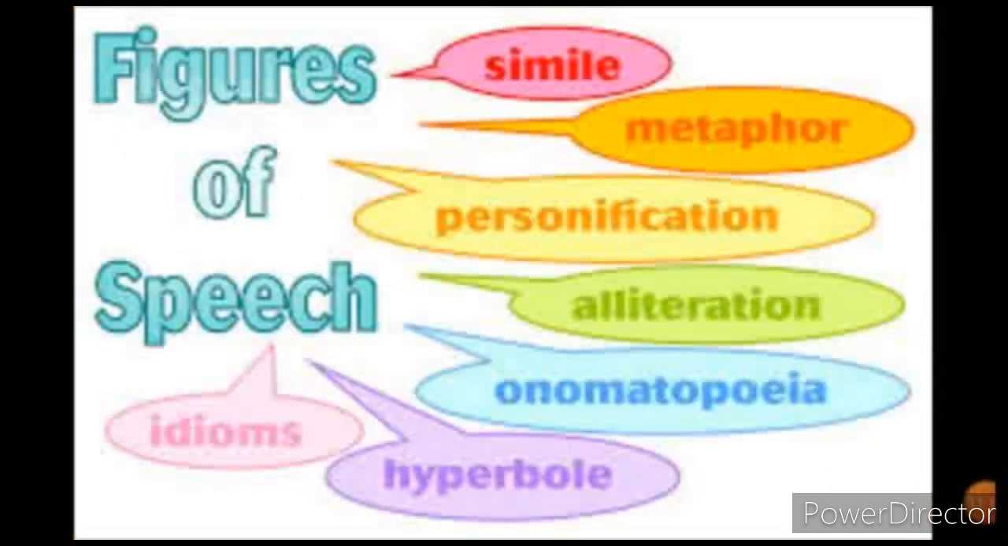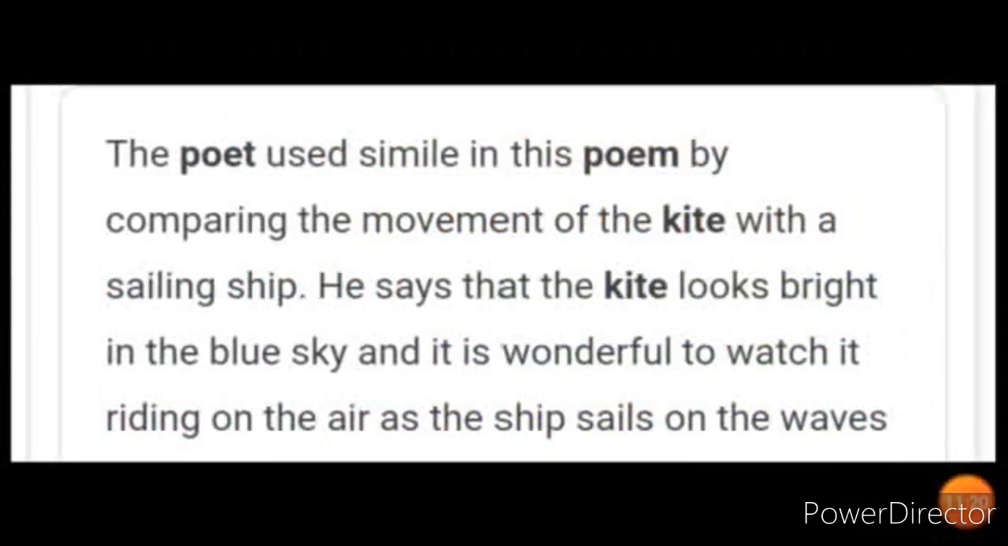Now, let's see what are the figures of speech mentioned in the poem The Kite. The poet used simile in this poem by comparing the movement of the kite with a sailing ship. He says that the kite looks bright in the blue sky and it is wonderful to watch it riding on the air as the ship sails on the waves. Here the poet compares the kite with the sailing ship.